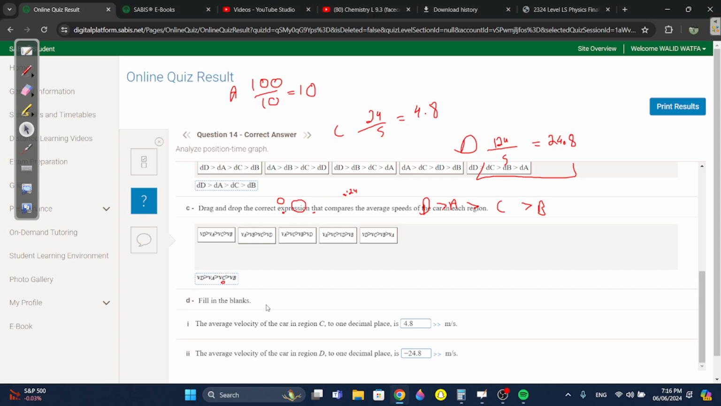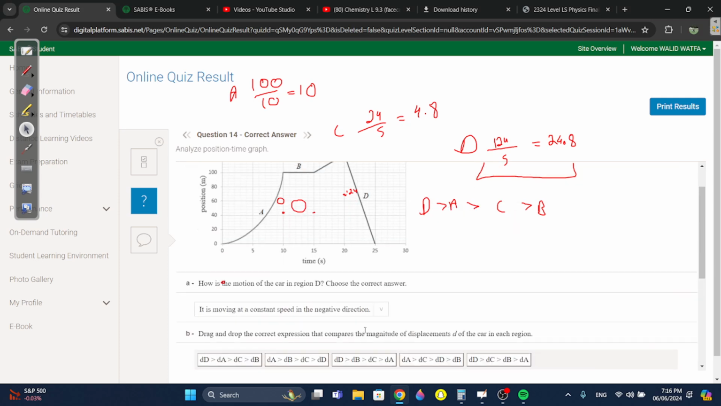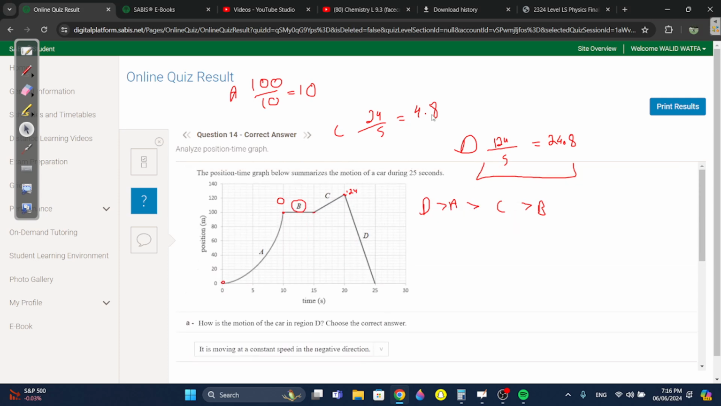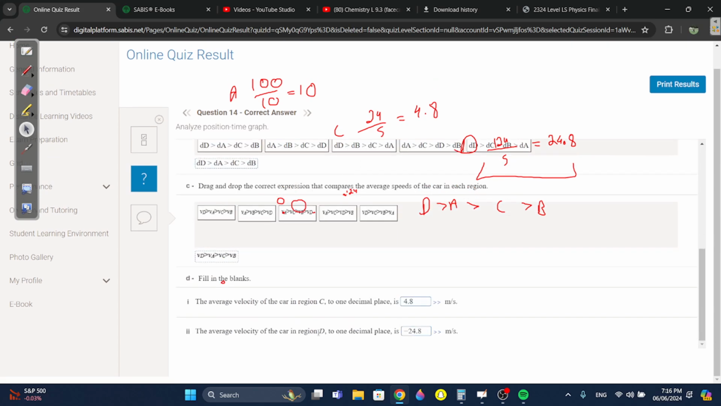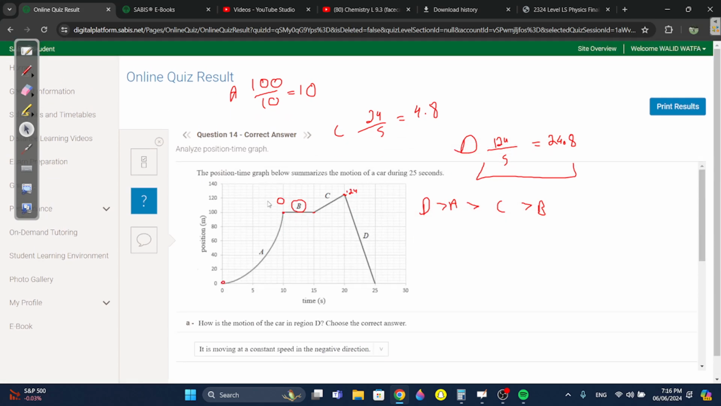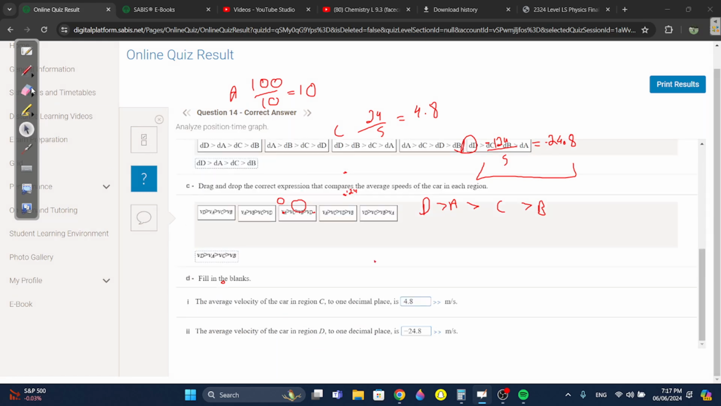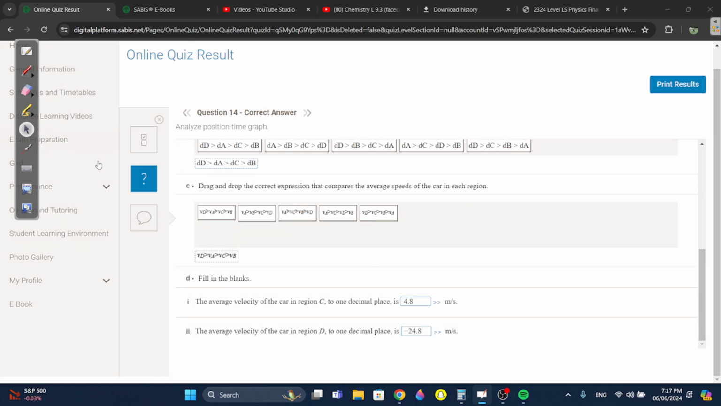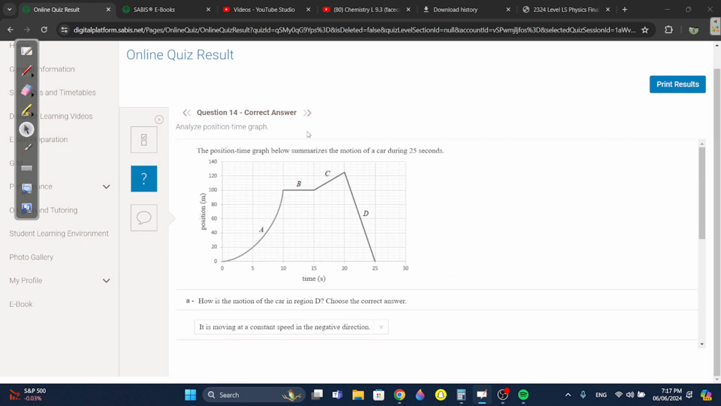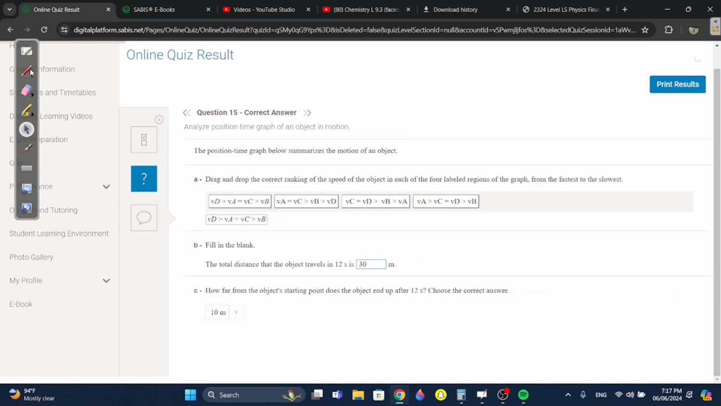I don't think questions like this will come. The average velocity, oh, so here they ask you to calculate it, of the car in region C to one decimal place. In region C we found it was 4.8. How about in region D? We found it's 24.8, where actually it's negative 24.8 because it's negative 124. We're doing final minus initial, so 0 minus 124. So it should be negative 24.8. Please pay attention to that. We're talking about velocities, we're not talking about speeds, so you have to always do final minus initial.